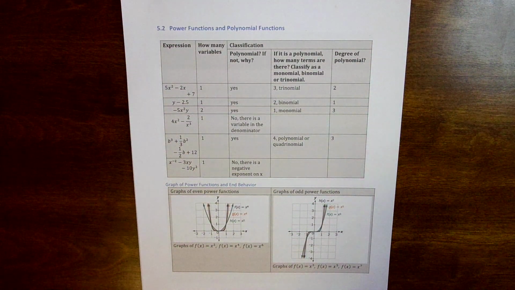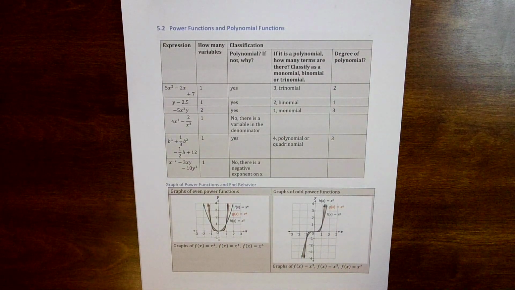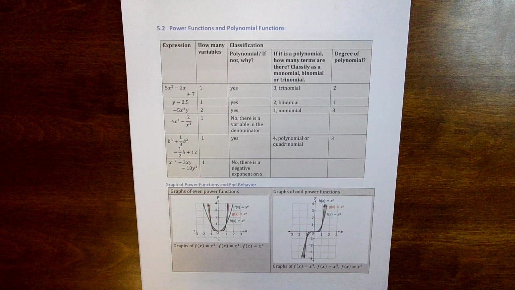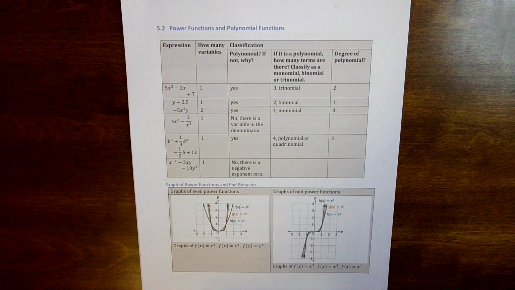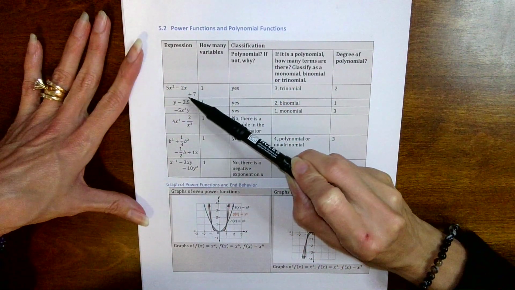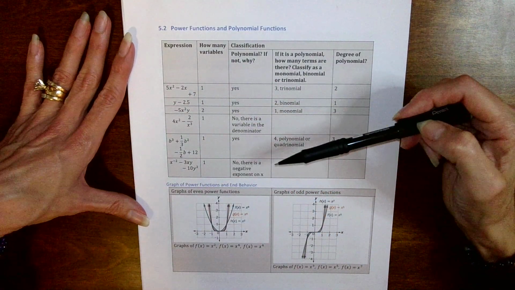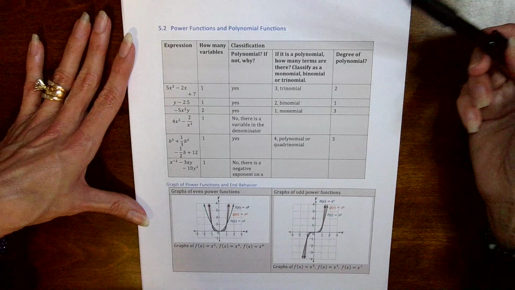Alright, today we're going to be talking about power functions and polynomial functions. So let's look at the expression: how many variables, what its classification is, if it has a special name, and what's the degree. This expression, I don't know why the 7 is to the side, but it still belongs to this. How many variables does it have? It has one variable, just at different degrees.